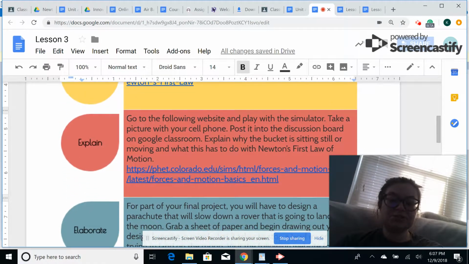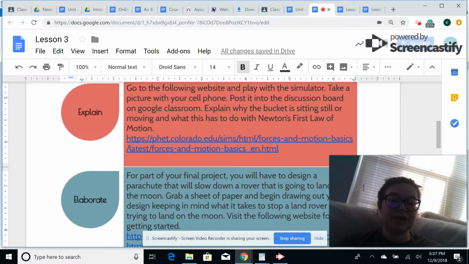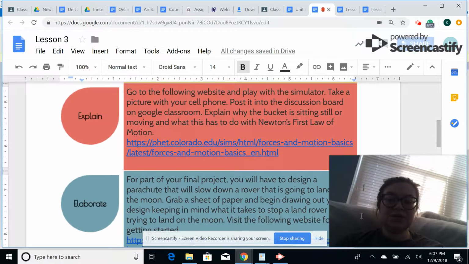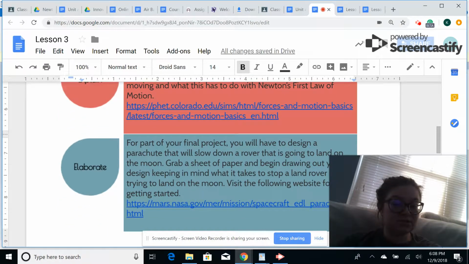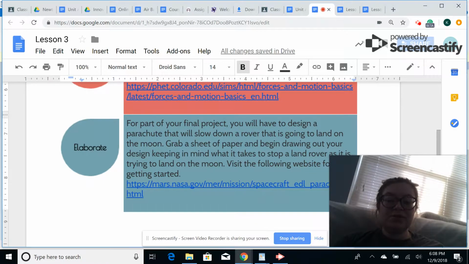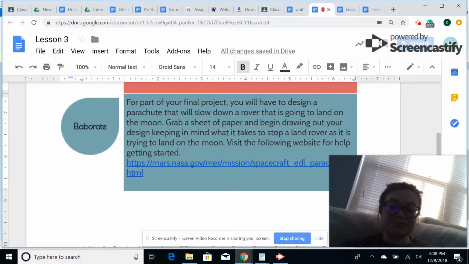Then they're going to a website and playing with a simulator, and they're supposed to take a picture with their cell phone and post it to a discussion board and explain kind of why the bucket is moving and what that has to do with Newton's first law. And then they are going to start designing their parachute.